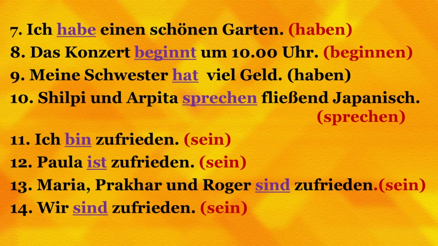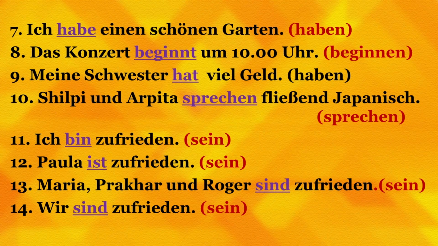Remember the conjugation? Ich bin, du bist, sie, es ist. So, we use the third person conjugation here. So, Paula ist zufrieden. Paula is satisfied. Let's see the next sentence now. Maria, Prakhar und Roger dash zufrieden.